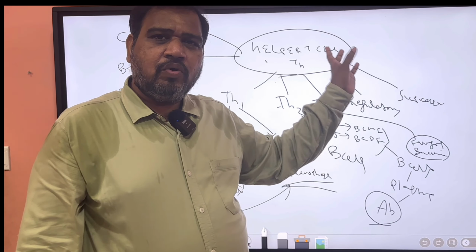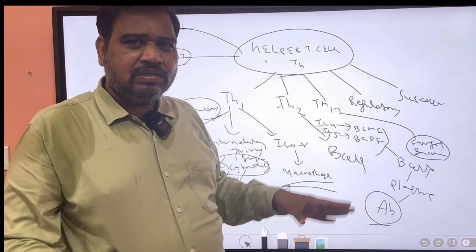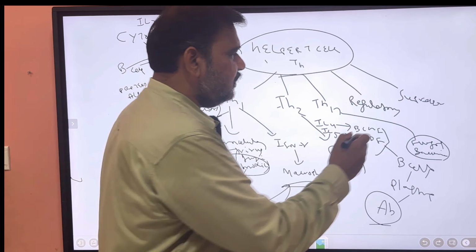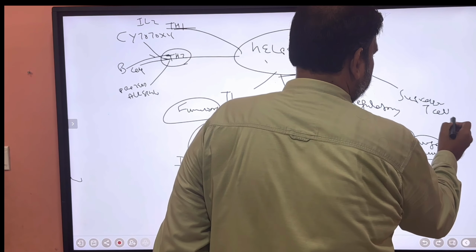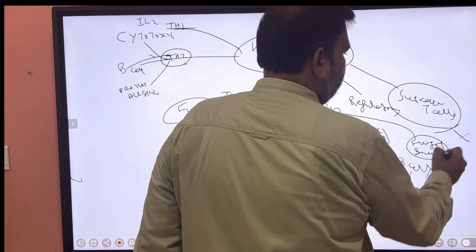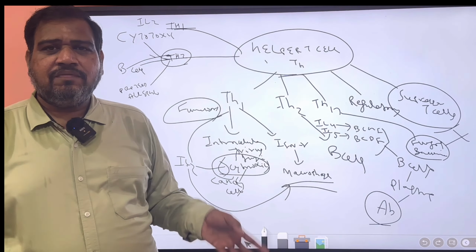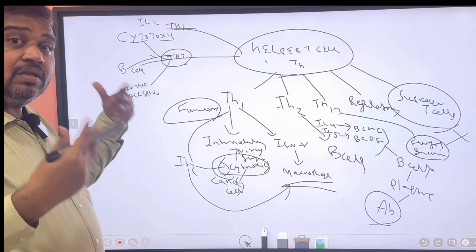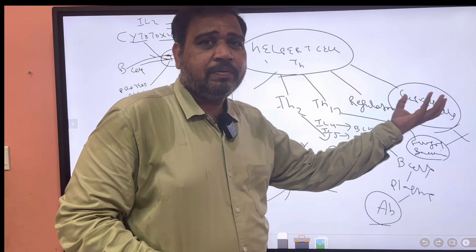Suppressor T cells are present in both cytotoxic as well as helper cells. It is like homeostasis. For example, if the suppressor T cells are not present, then what will happen? It may be killing the normal cells also, if you don't have suppressor T cells.